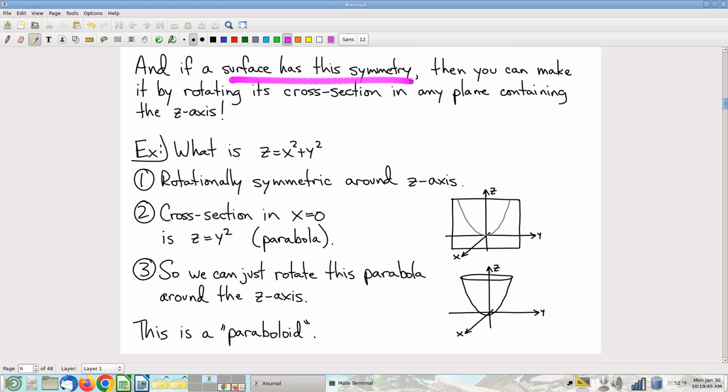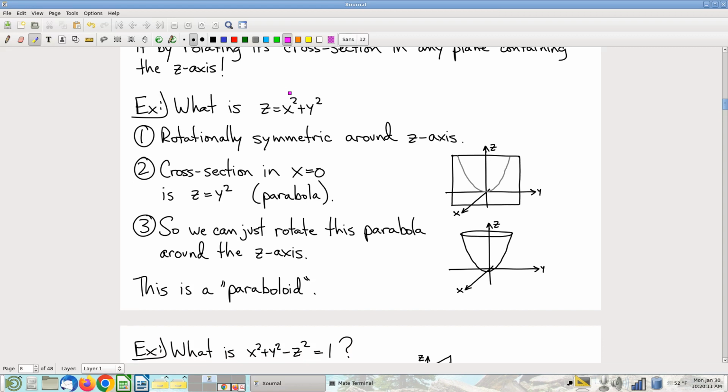When a surface has this rotational symmetry around the z-axis, then you can just understand its cross-section in any plane containing the z-axis. I mean, obviously if you're rotating around the z-axis, let's look at any one of those cross-sections, and then just rotate that cross-section around the z-axis. Right? And this is a much easier thing to do than dealing with a three-dimensional equation.